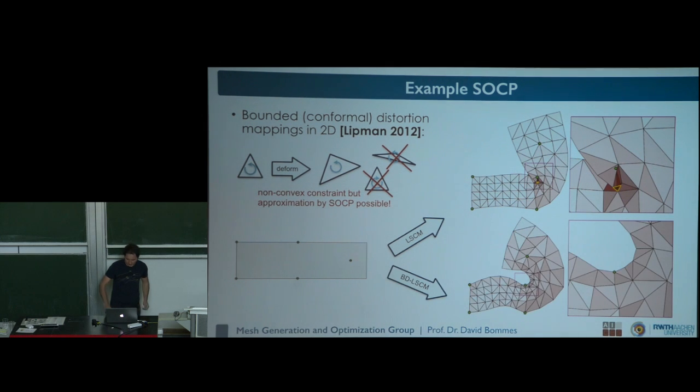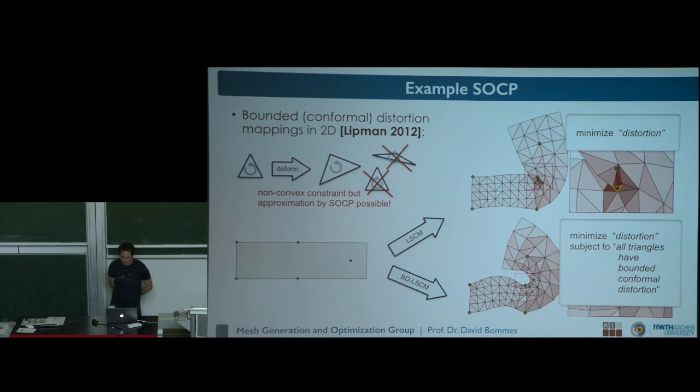If you add such bounded conformal distortion constraints, you get something which, on average, is more distorted, but you don't get this concentration anymore. And that's the difference between solving an unconstrained optimization problem where you just minimize the average distortion, or this constrained optimization problem where you minimize the distortion subject to an upper bound on the conformal deformation.